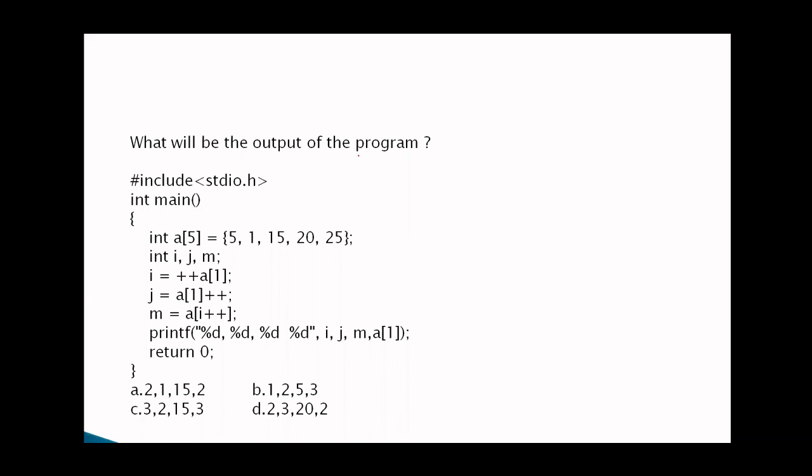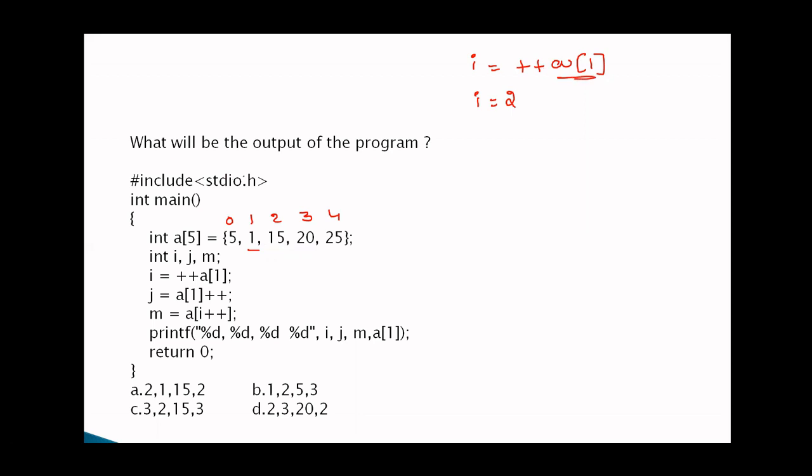What will be the output of the following program? So initialize an array A with 5 values. This is 0 index, first index, second, third, fourth. Step by step analysis. First step, i is equal to plus plus A of 1. What is A of 1 value? A of 1 value is equal to 1. So i is equal to plus plus 1. I value becomes 2.